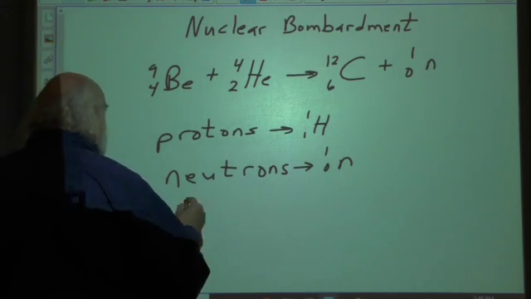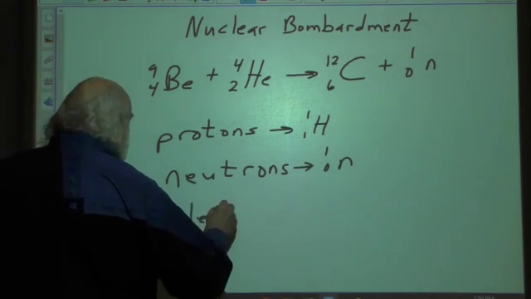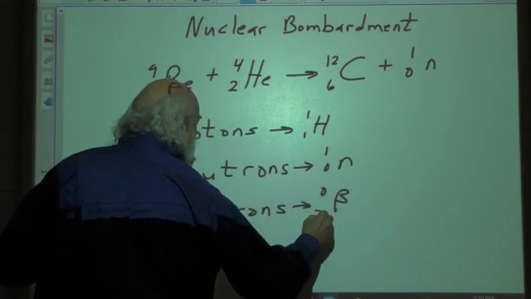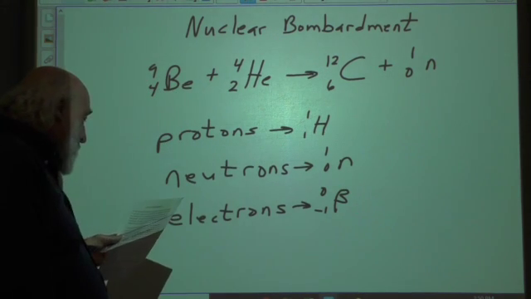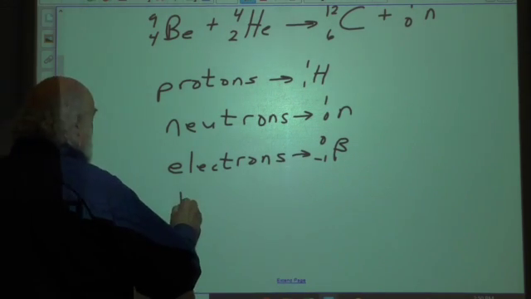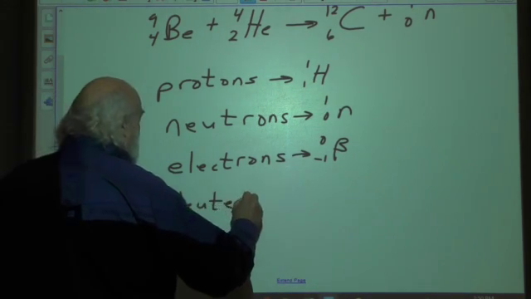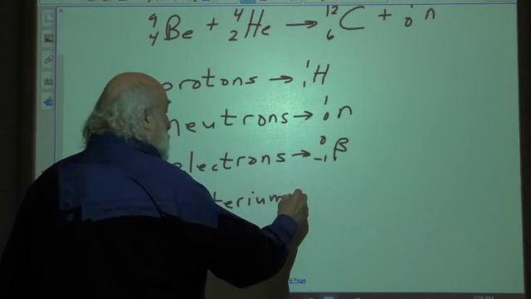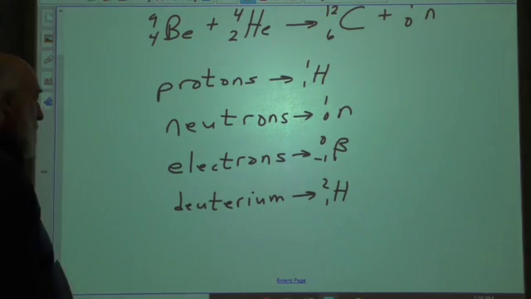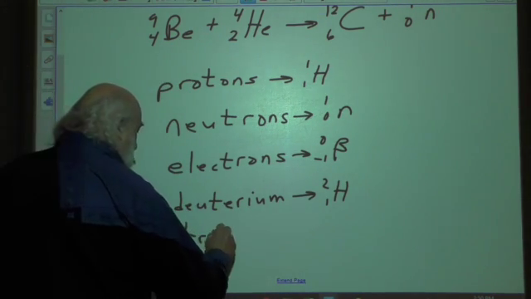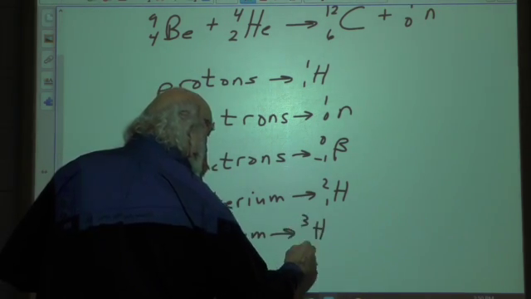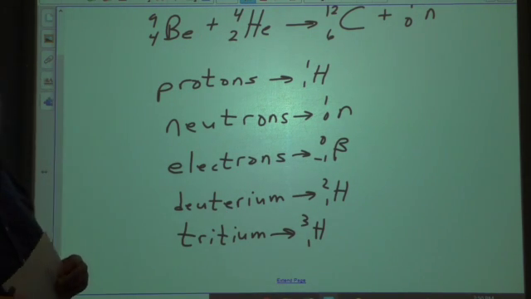Of course, electrons, generally in the form of beta particles, and we can also have deuterium. Deuterium, if you recall from way back when in Chem 1, is simply a hydrogen-2 isotopic substance. And then there's also tritium, which is an even heavier isotope of hydrogen with 2 neutrons in it, to give it a total mass of 3.